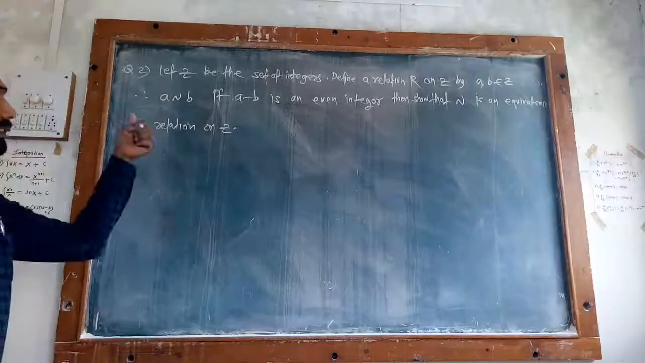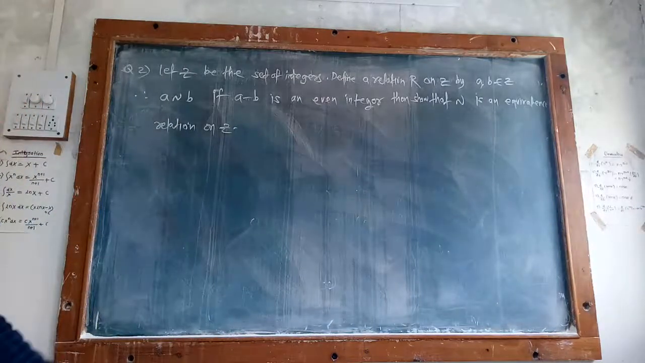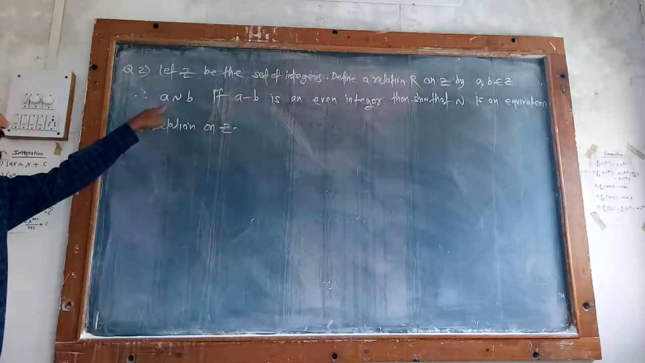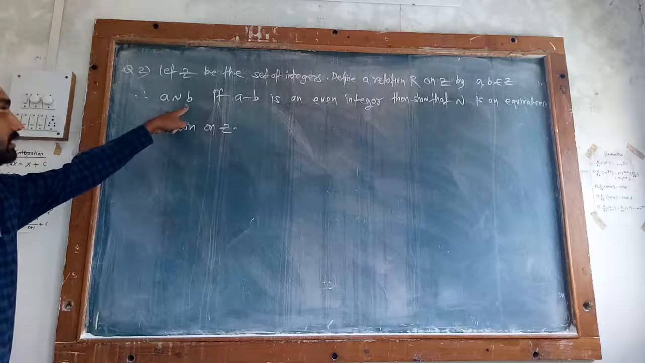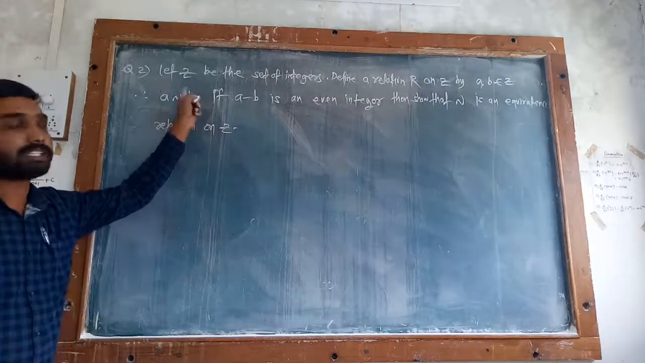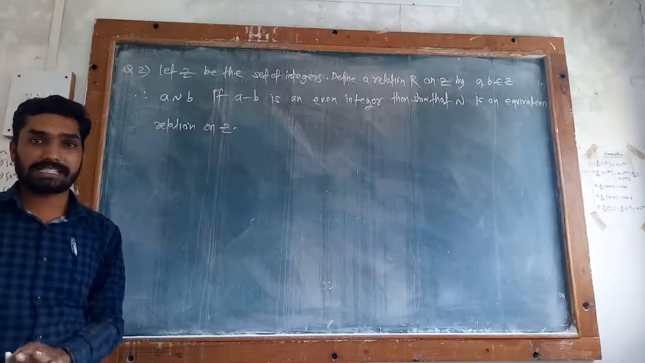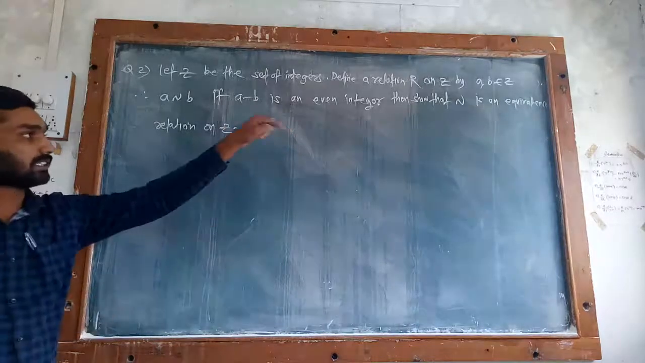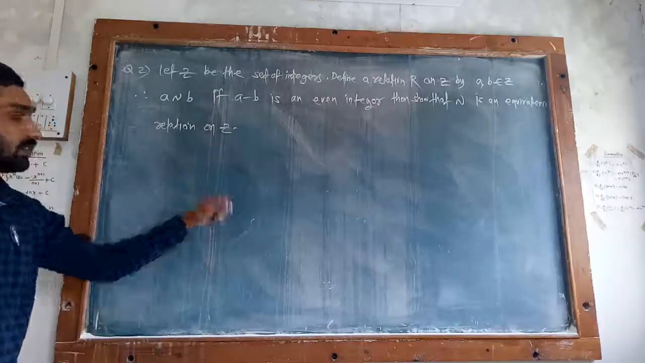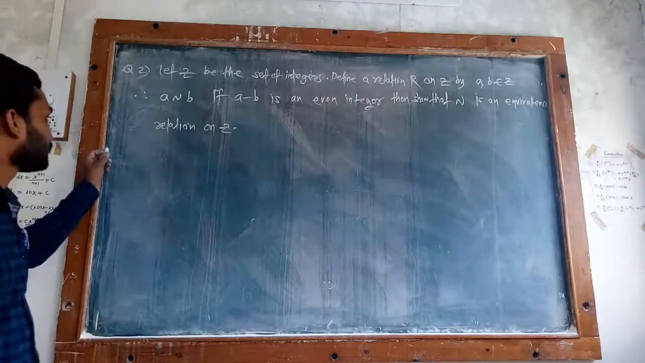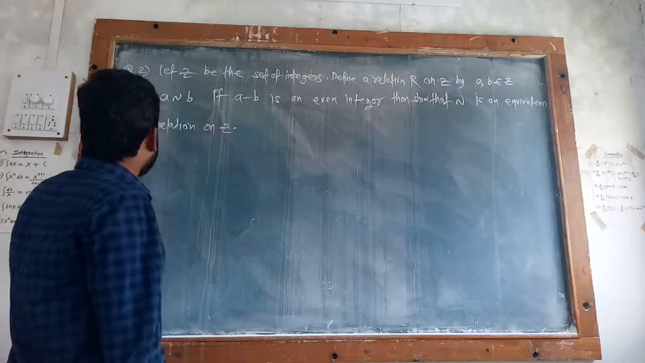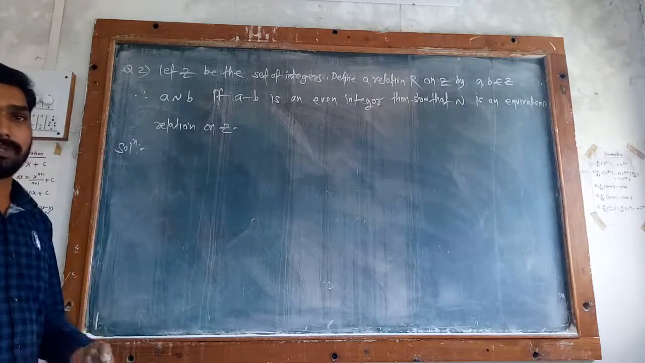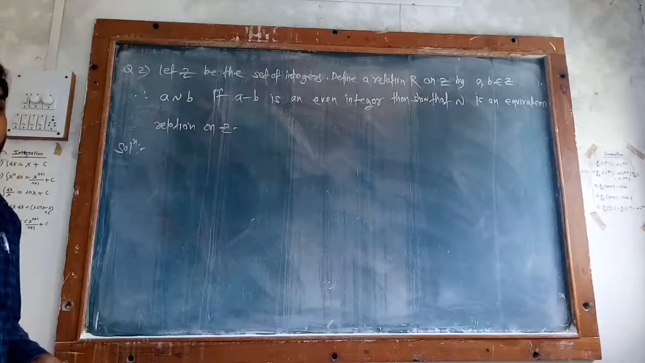So what is your relation? Let Z be the set of integers. We have to define a relation R on set Z. How to define this relation? a is equivalent to b if a minus b is an even integer, then this R is a relation on Z. Then we have to show that this is an equivalence relation on the set of integers. So now the solution. We have to show that it satisfies 3 properties: first reflexive, second symmetric, and last one is transitive.